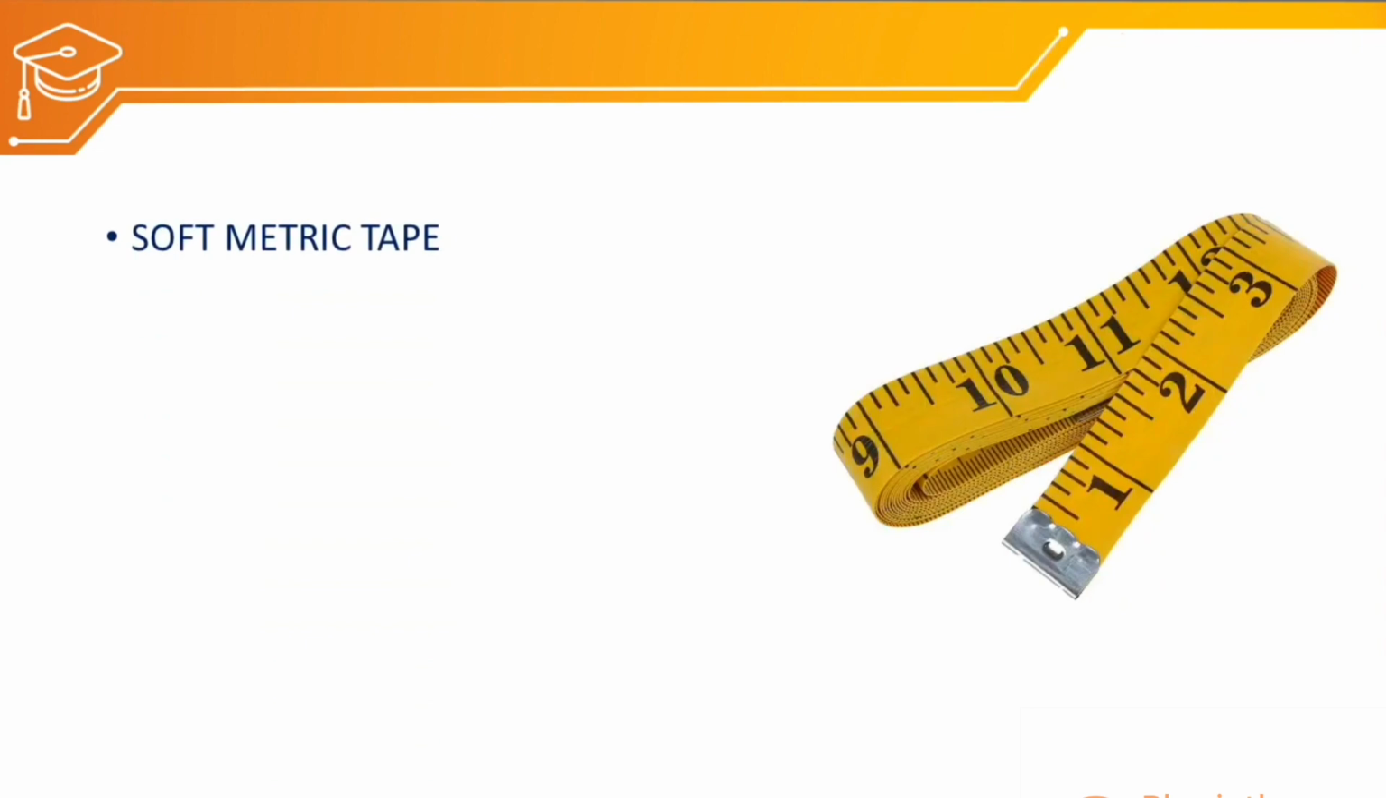Another type of instrument that can be used is a soft metric tape, also called a measuring tape. This is a very simple tool, very easily available. It is mainly used to measure the length and girth of the limbs or any body part.